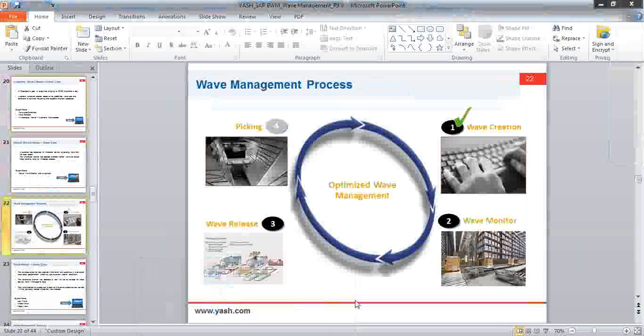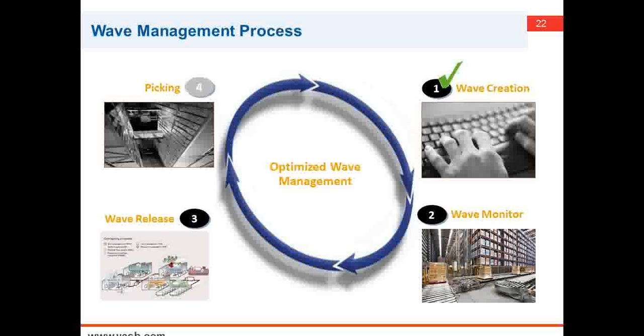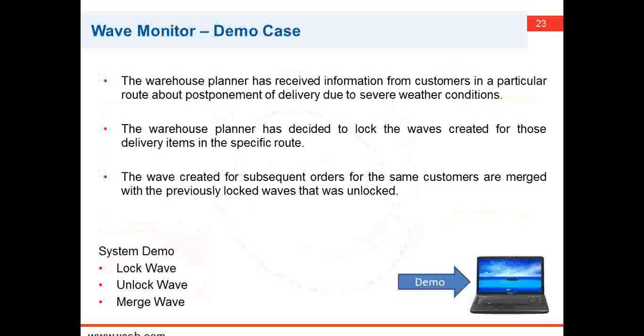Okay, so we did go through the wave creation. We went through the wave monitor. We went through the wave release. The other thing that is very powerful within the extended warehouse management process is that we can lock a wave for some reason. A customer calls and says the road conditions, everything's not right, please lock it. We can unlock waves once they call back and say we have our power back on, can you please ship the product? Can we merge waves?